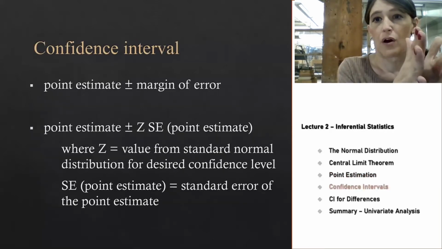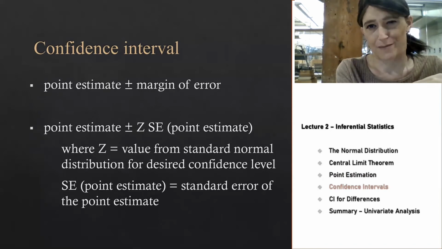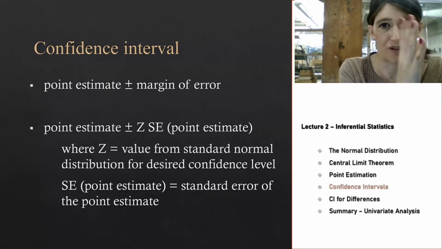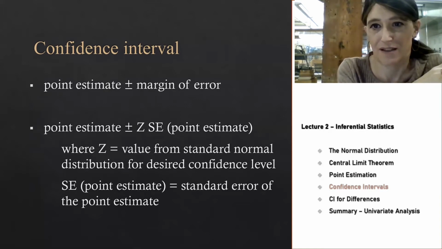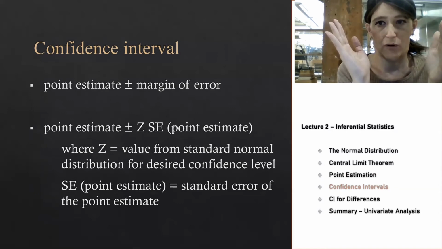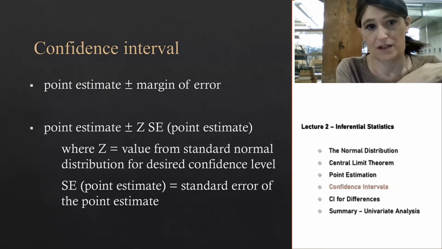Okay, so we calculate our point estimate. That's easy. We already saw how to calculate a mean. Just take the sum of values and divide it by the sample size. A proportion is just the frequency divided by the total population, expressed either as a proportion or a percentage. And so those are really easy to calculate, right? But what we want to do next is say, where is the population value likely to fall, assuming we have a representative sample?